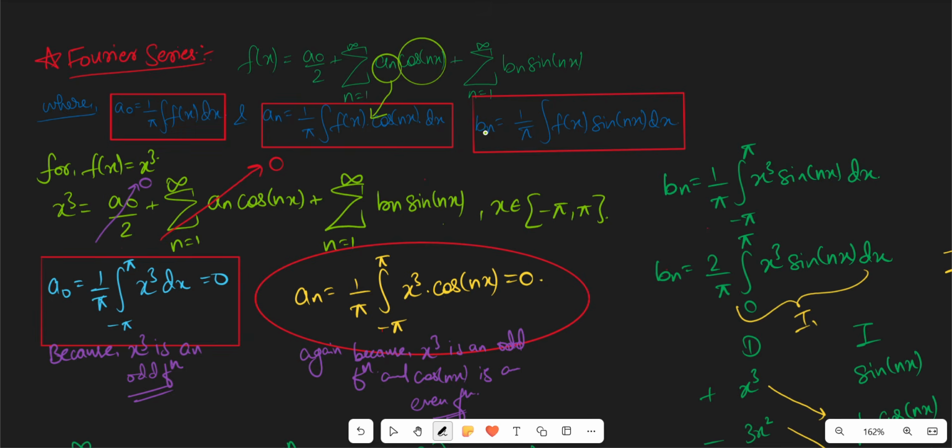And for b n, it's the same thing when you evaluate it. It's like that, and we have this thing, right? It's quite easy to evaluate these things.